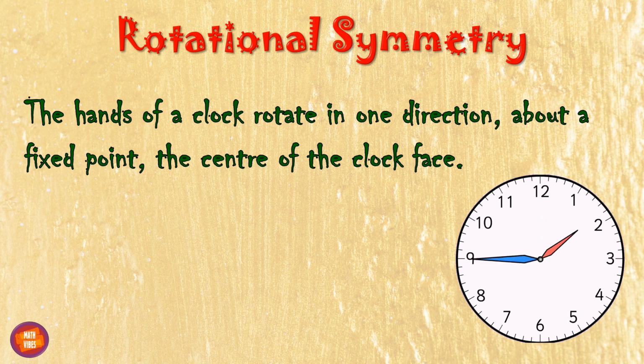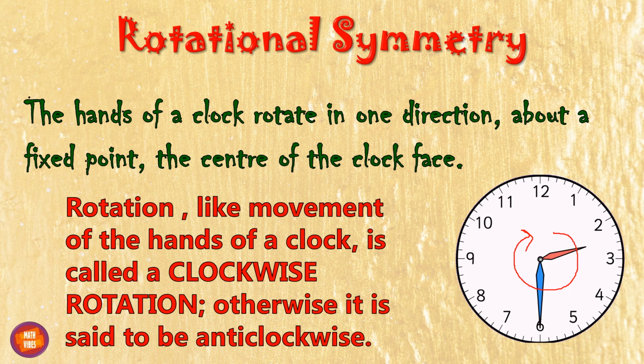The hands of a clock rotate in one direction about a fixed point, that is the center of the clock face, as you have seen some time back. Over here also, if you observe this figure carefully, it is moving in this direction. So rotation like the movement of the hands of a clock is called clockwise rotation. Otherwise, it is said to be anti-clockwise rotation.